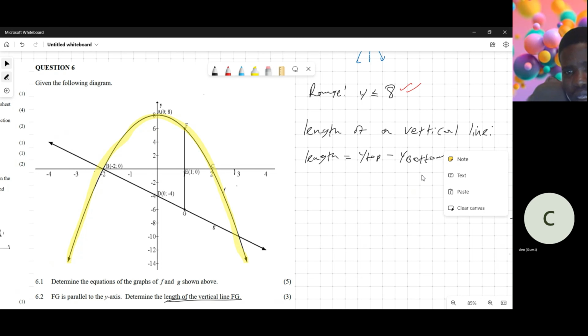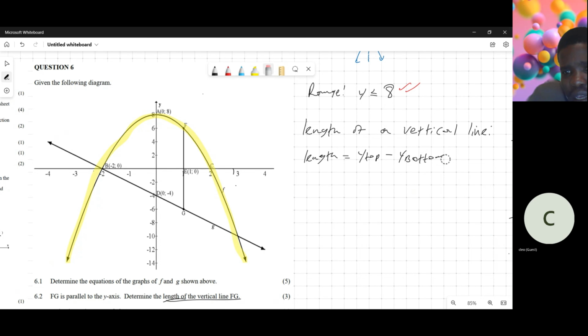That will be the value of y on top minus the value of y at the bottom. That will be the value of y at g. Look at FG. The value of y on top is this one. The value of y at the bottom is this one. Are you with me, Tendo? Yes. So this is the formula to find the length of a vertical line. Whenever we ask you the length of a vertical line, it is y on top minus y at bottom.